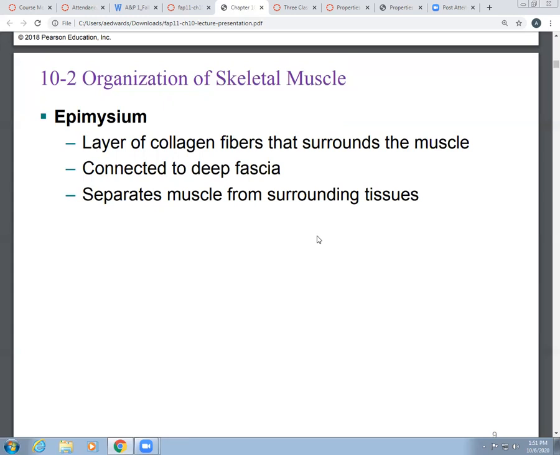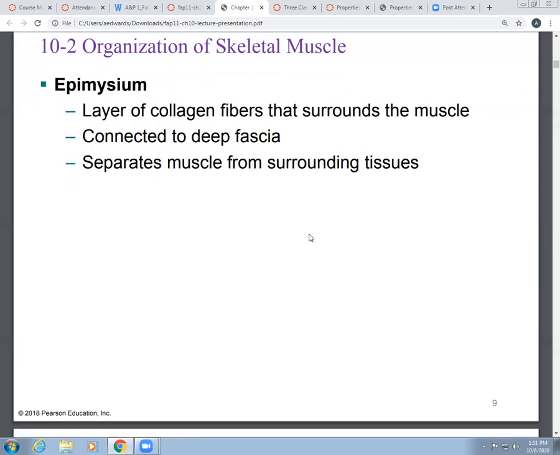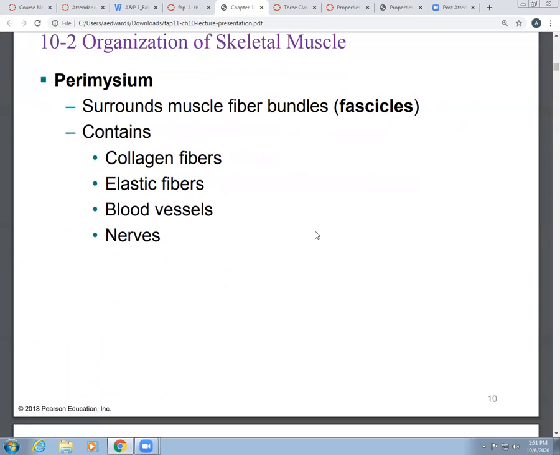The epi is sort of outer. Remember that. Then we have perimysium, and anytime you see mys or myo, it's muscle. Peri is sort of in the middle, and it surrounds fascicles, which are bundles of muscle fibers. Just like the epimysium surrounds the whole muscle, perimysium surrounds the fiber bundles, the fascicles. Perimysium surrounds bundles or fascicles.